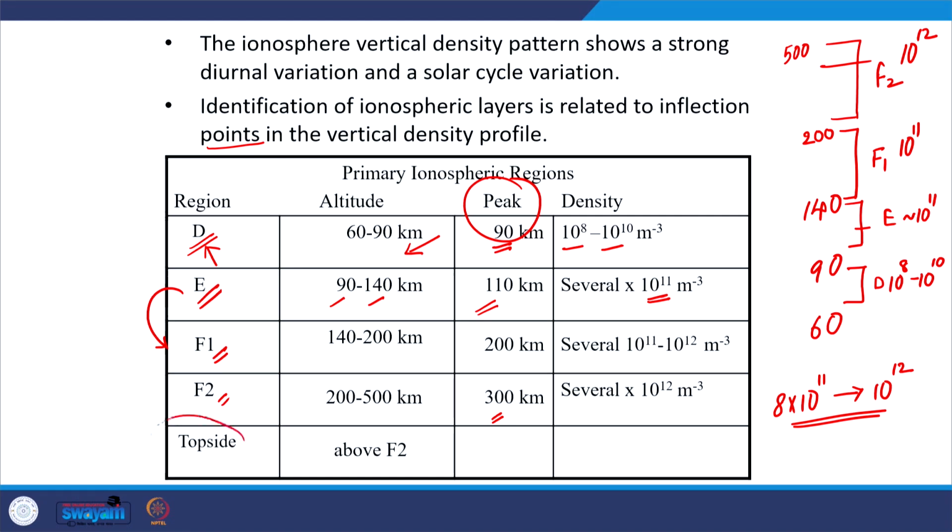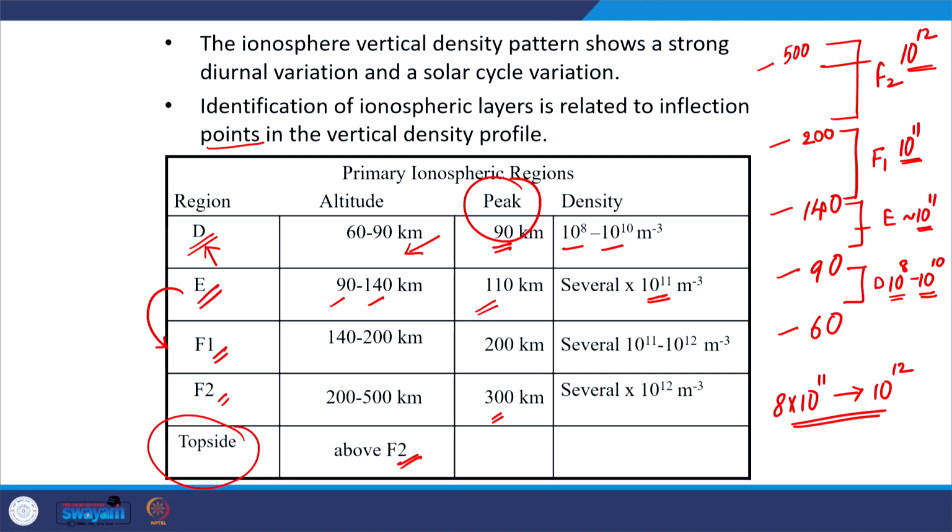The top side is the topmost part of the Earth's ionosphere, which is sitting above F2 layer. So, in essence, what we have learned is that 60 to 90 is D layer, 90 to 140 E, 140 to 200 F1, 200 to 500 F2, 4 layers during the daytime. These are these altitude limits. You must remember these limits, okay, and you must remember these densities, the peak electron density in each of the ionospheric layer, right.